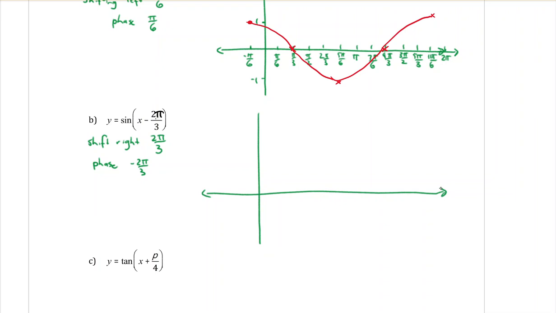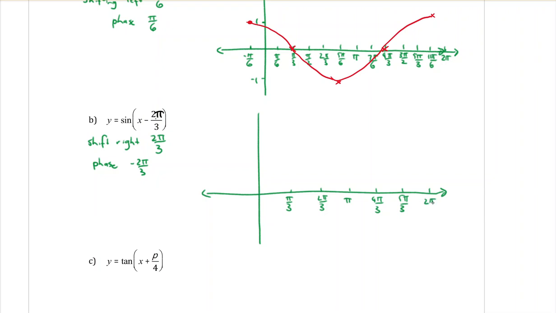Try to give yourself as much space as possible. Alright, so pi over 3, so that's 1 pi over 3, 2 pi over 3, 3 pi over 3 is pi, 4 pi over 3, 5 pi over 3, and 6 pi over 3 is 2 pi.